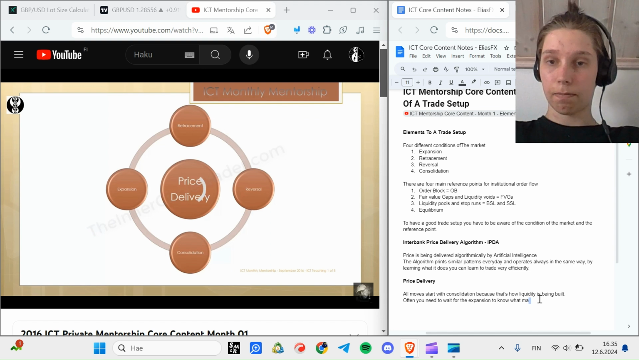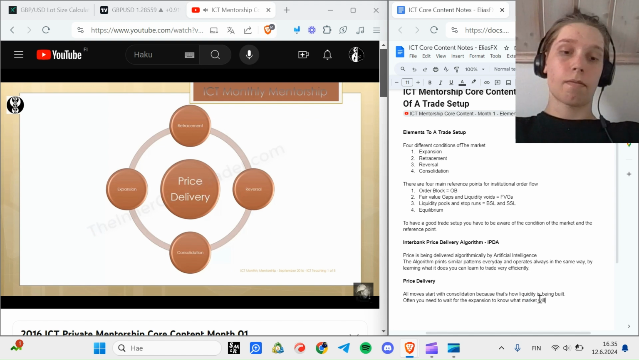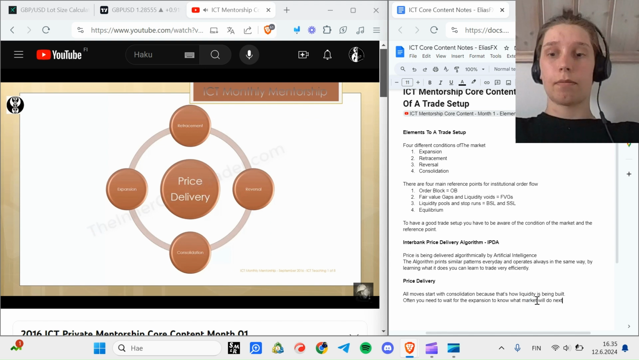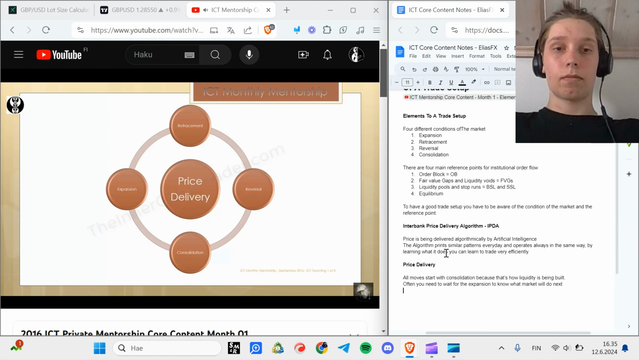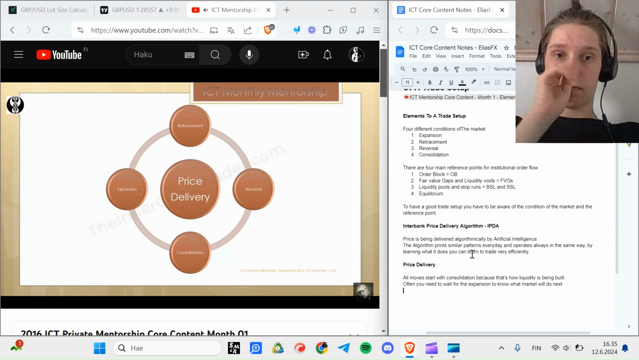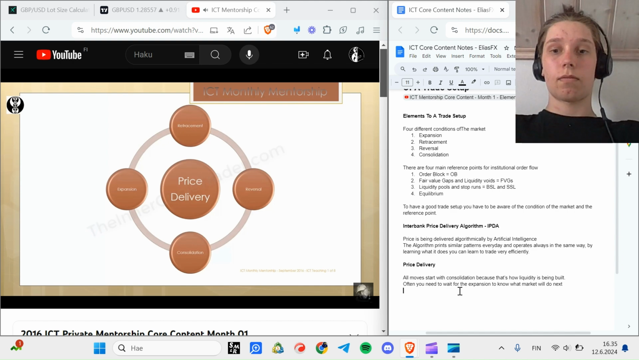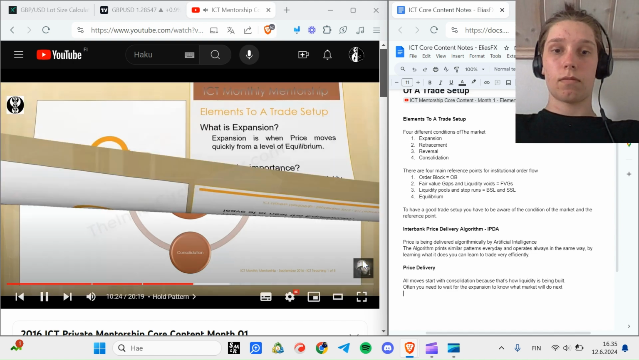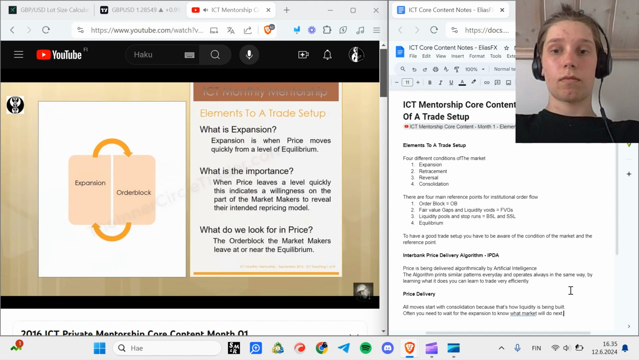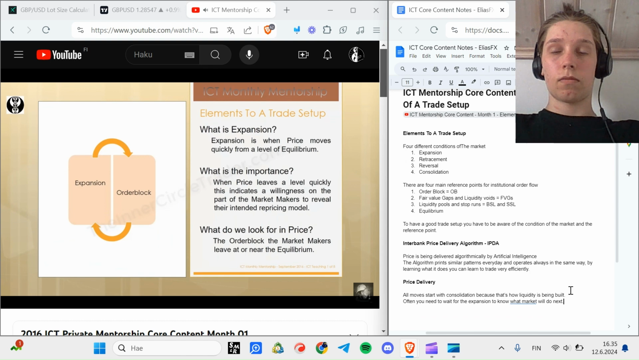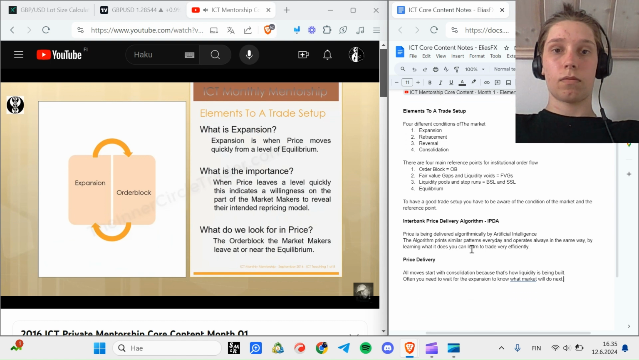Let's put that. The main thing is just understanding these four individual characteristics to a trade setup, because price is delivered by one of these four conditions. It can't be any other way. Now, what is expansion? Now, expansion is when price moves quickly from a level of equilibrium. Now, expansion couples directly with the tool of an order block.